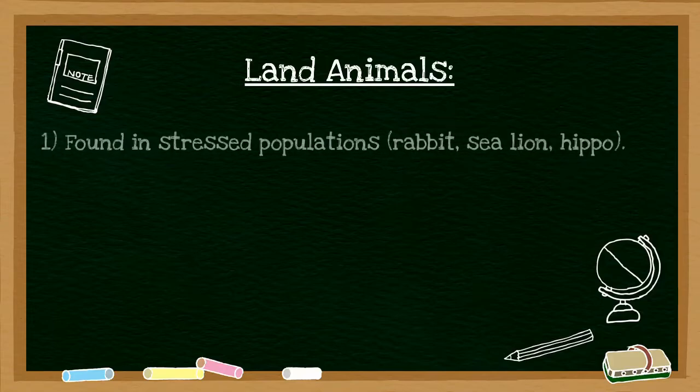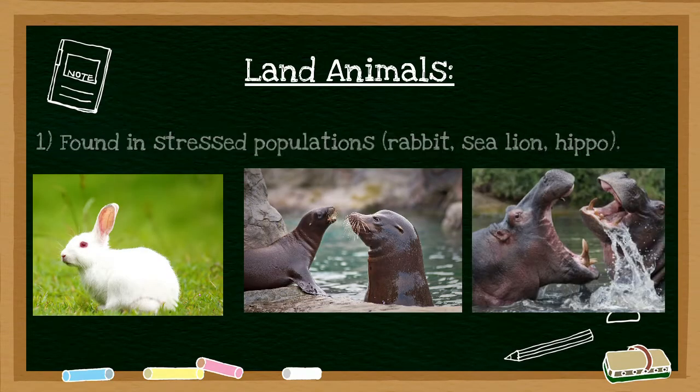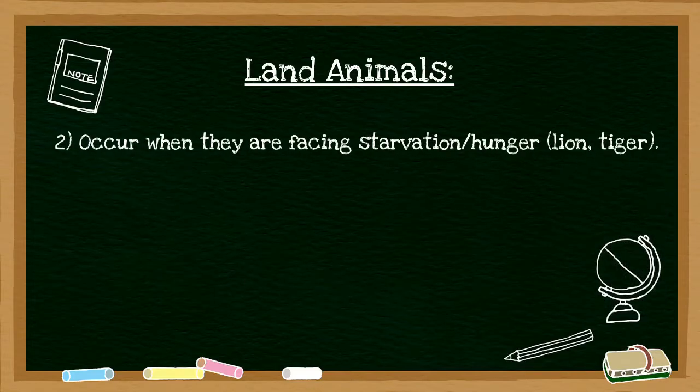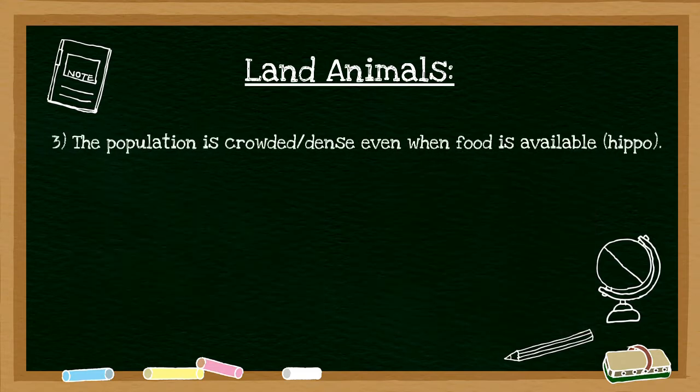For land animals, cannibalism can be triggered by 3 factors. Firstly, cannibalism is found in stressed populations like rabbits, sea lions, and hippos. Second, cannibalism can occur when they are facing starvation or hunger, like tigers and lions. And lastly, cannibalism also happens when the population is crowded or dense, even when food is available, like hippos.